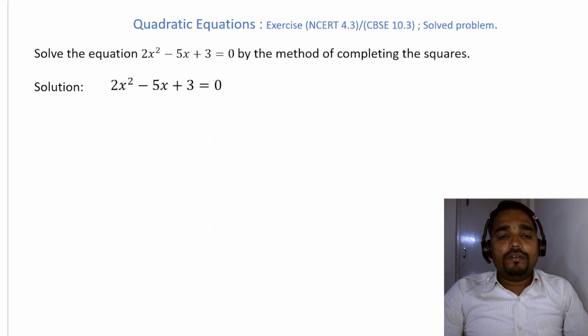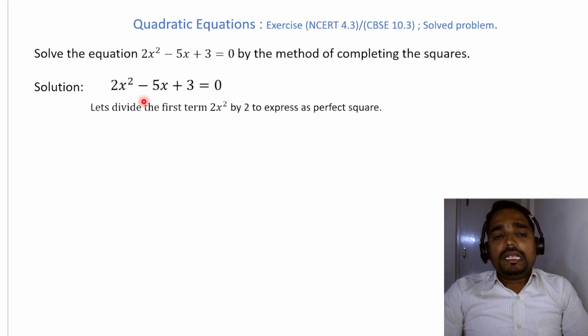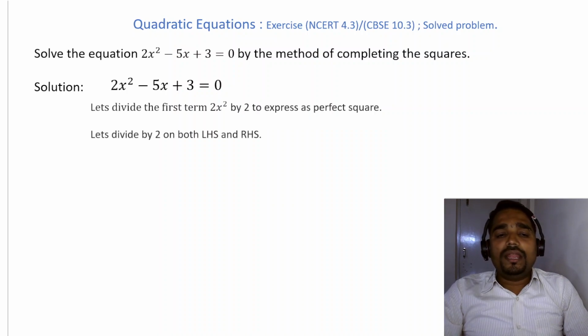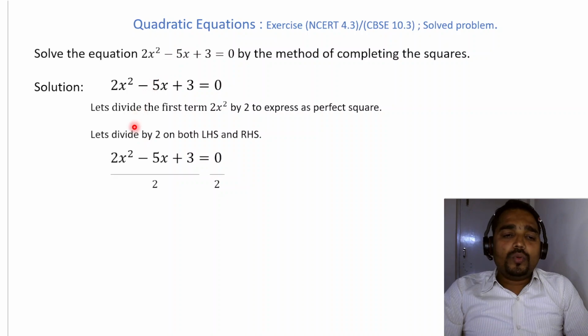Now the first step is converting the 2x square term into a perfect square. Let us divide the first term 2x square by 2 to make it a perfect square. In order to divide the first term by 2, let us divide both LHS as well as RHS by 2. The LHS would be the given equation, 2x square minus 5x plus 3 whole, divided by 2, is equal to 0 by 2. Now 0 by anything is 0. So as a part of the next simplification, RHS would be 0.